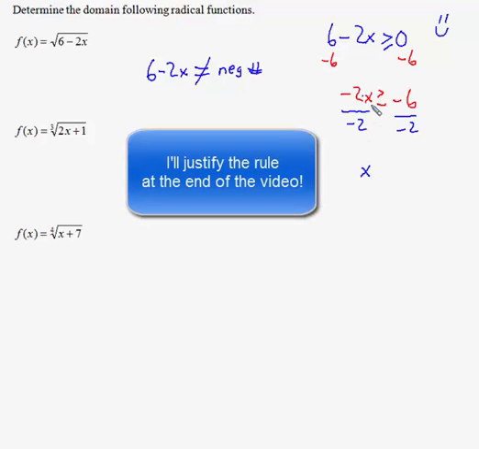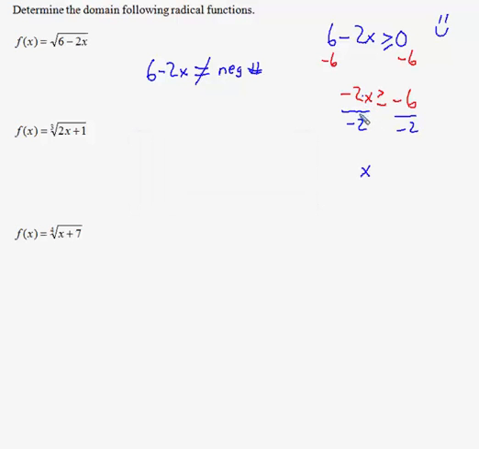Now here's a rule: whenever you divide or multiply by a negative, and this is the only time you do this, you have to switch the inequality symbol. So notice I'm going to do that. Instead of it being a greater than or equal to, it has to be a less than or equal to. And then a negative divided by negative is a positive, and 6 divided by 2 is 3.